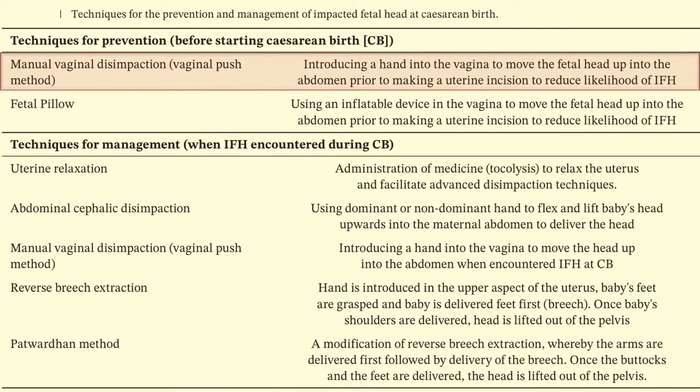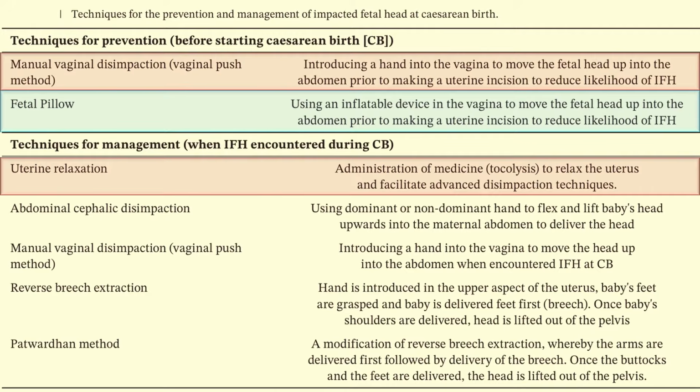The second method is that of the fetal pillow method, which involves using an inflatable device in the vagina to move the fetal head up into the abdomen prior to making a uterine incision to reduce the likelihood of impacted fetal head. Then we will talk about the techniques for management when impacted fetal head is encountered during cesarean birth, and those include, first of all, uterine relaxation, which involves the administration of medicines like tocolysis to relax the uterus and facilitate advanced disimpaction technique.